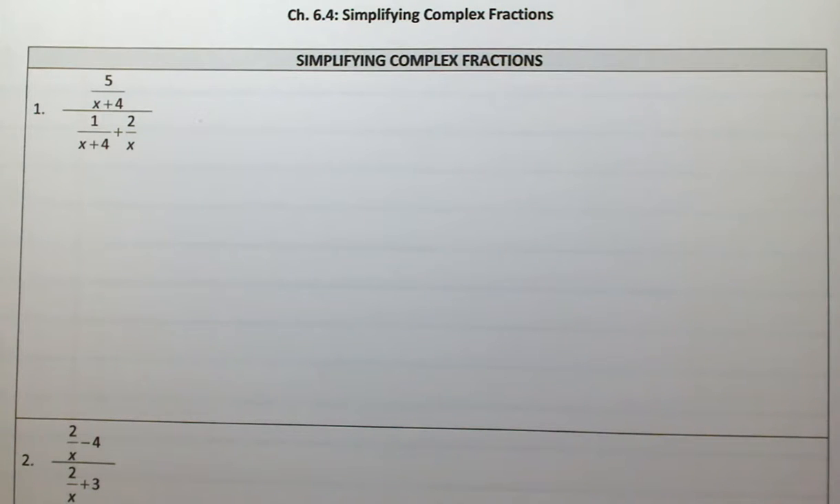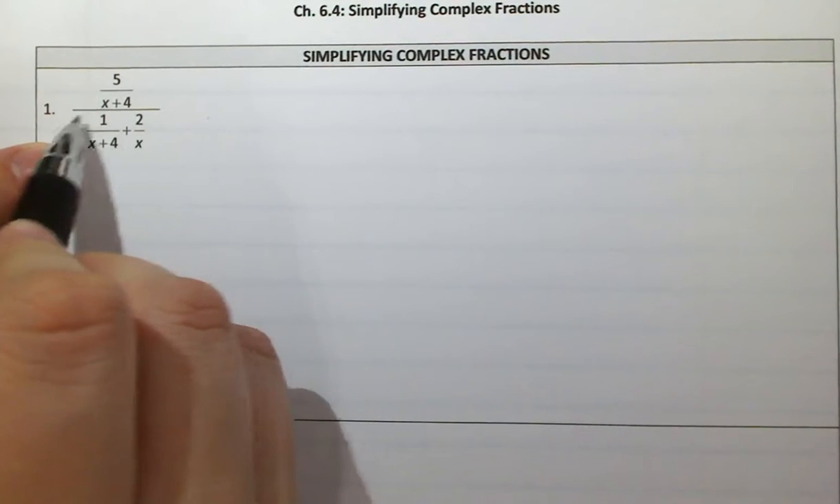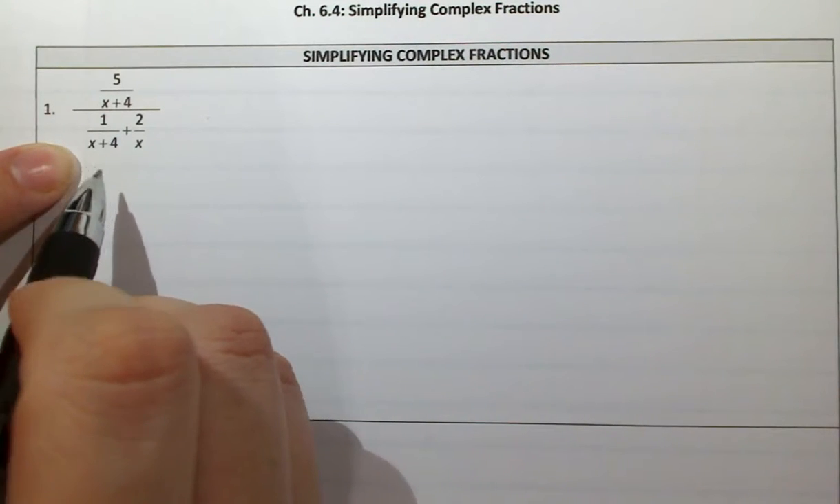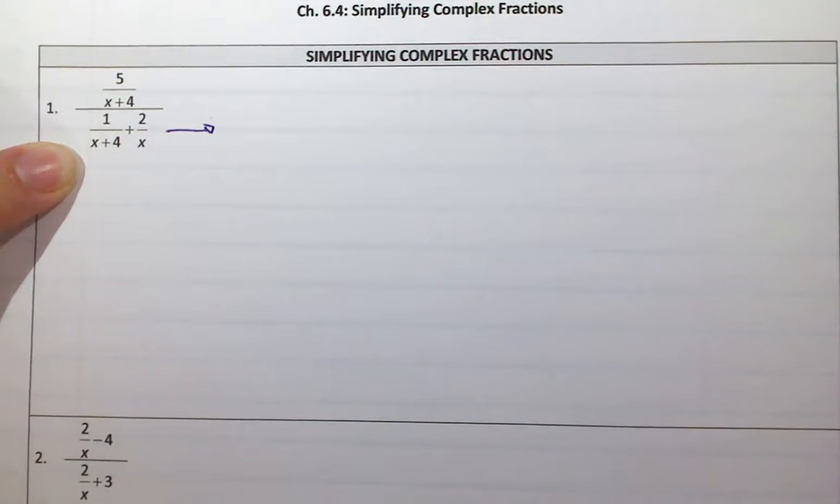Okay, so we have looked at a simple complex fraction in the past where we've had a single fraction over a single fraction and it was just division. But now we're going to have addition along with it. So if you look at number 1 here, notice the numerator is simply that one fraction. We really like the way the numerator looks. But the denominator has 2 fractions. So the first thing we need to do is take care of this denominator. To do that, we are going to add them together into a single fraction.